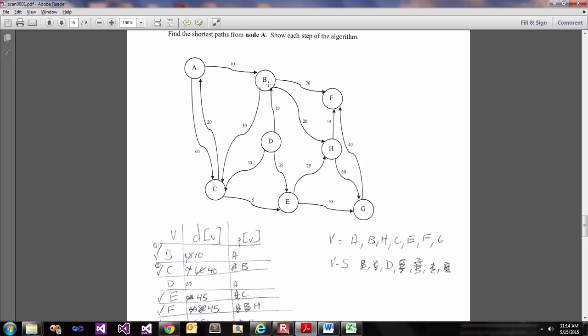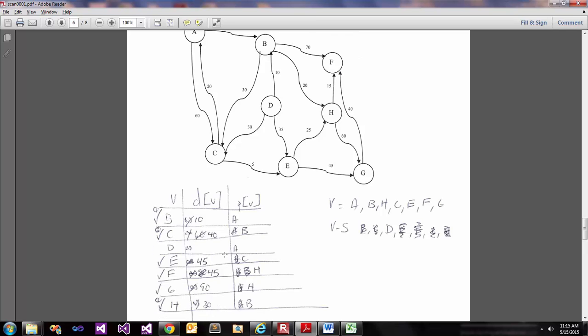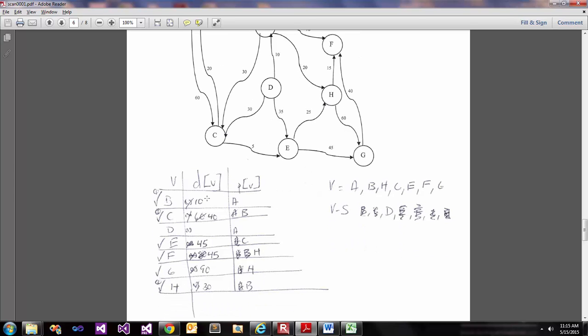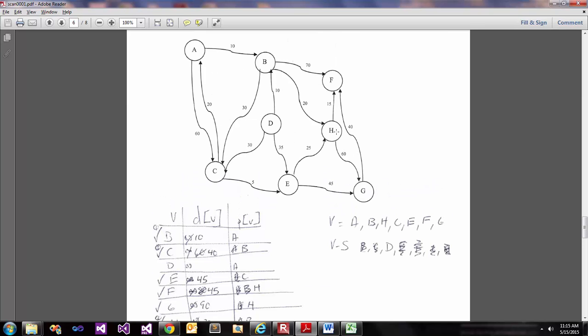Now we look at all the values coming off of B. B to F would be 80. B to H would be 30. Next, B out to C would be 40. 40 is now less than 60, so we cross out 60 and write 40, and that came from B. So at our second step, we have C at 40, H at 30, and F at 80.